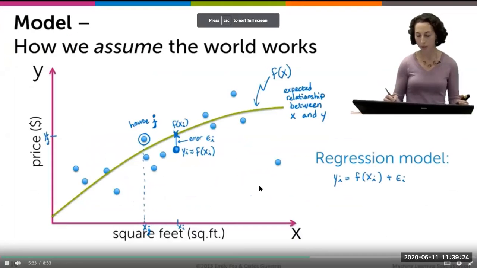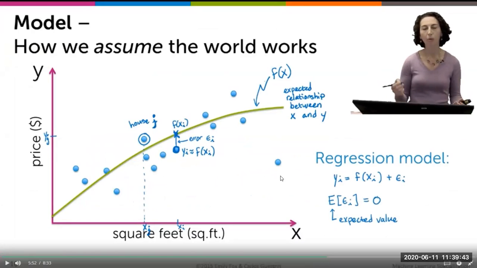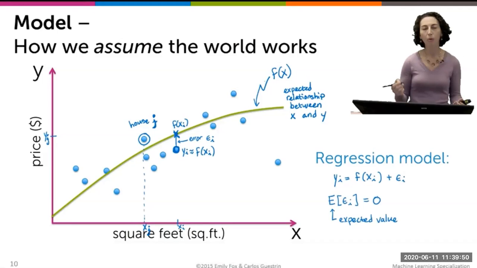Quantity, and we're going to assume that the expected value of this error, so this notation is the expected value. So we're assuming the expected value of this error is equal to 0. And so that just means basically what I just said. It's like the average of all of them. That's basically what the expected value is. It's the average of all of the epsilons is 0.